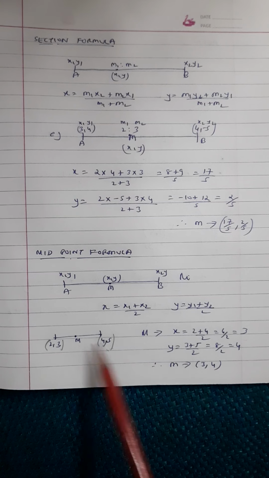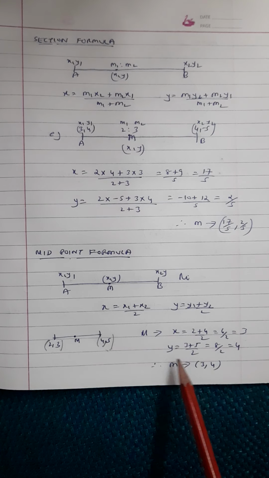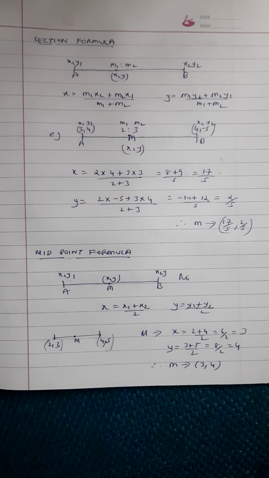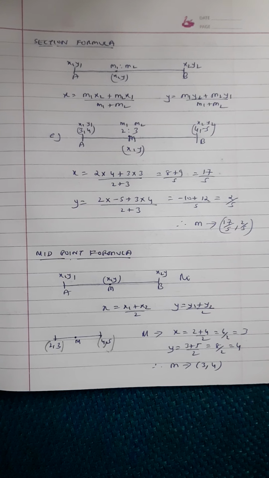So what are the coordinates of the midpoint? (3, 4). So we can easily find midpoints by using the midpoint formula. And if it is any other ratio, we can use the section formula to find the coordinates.